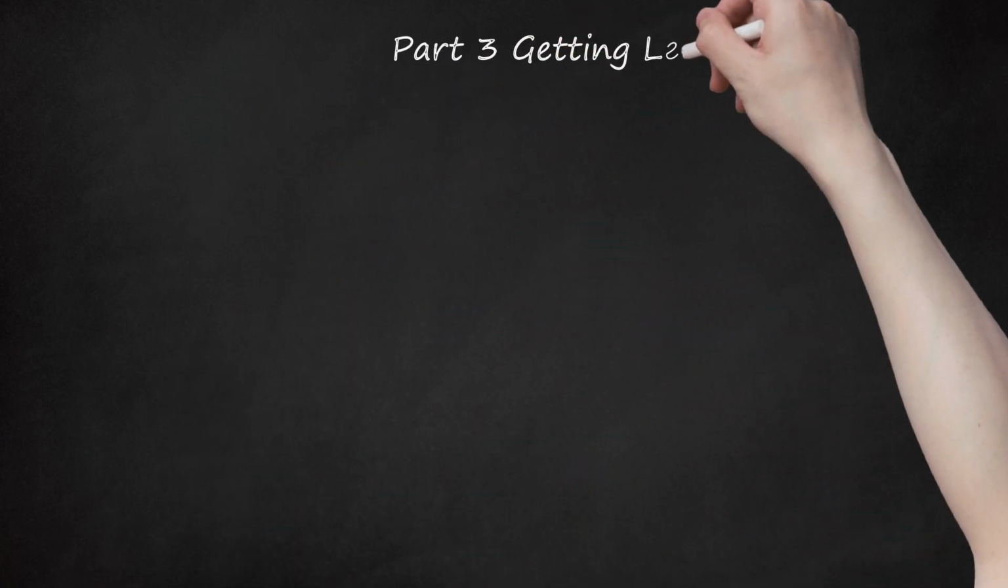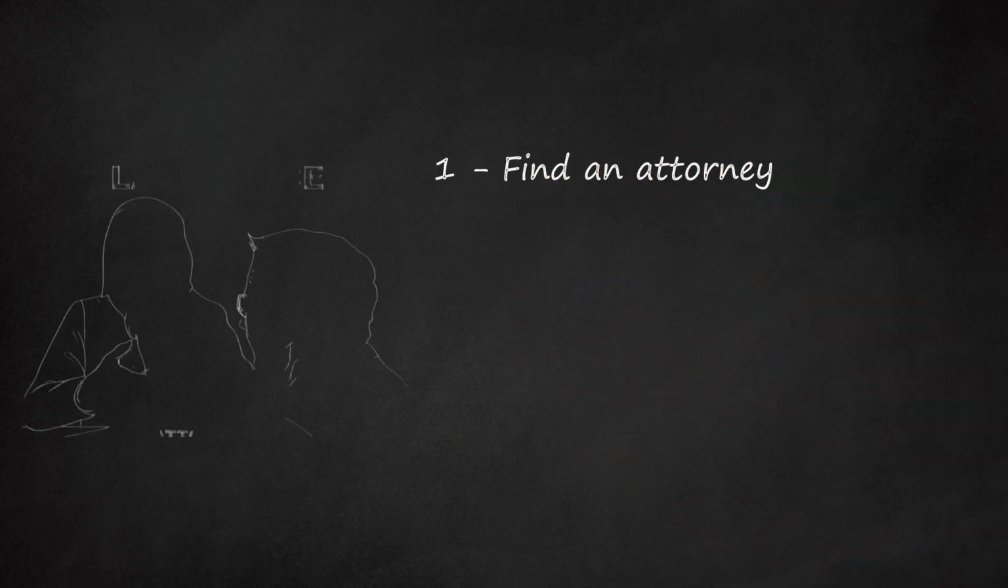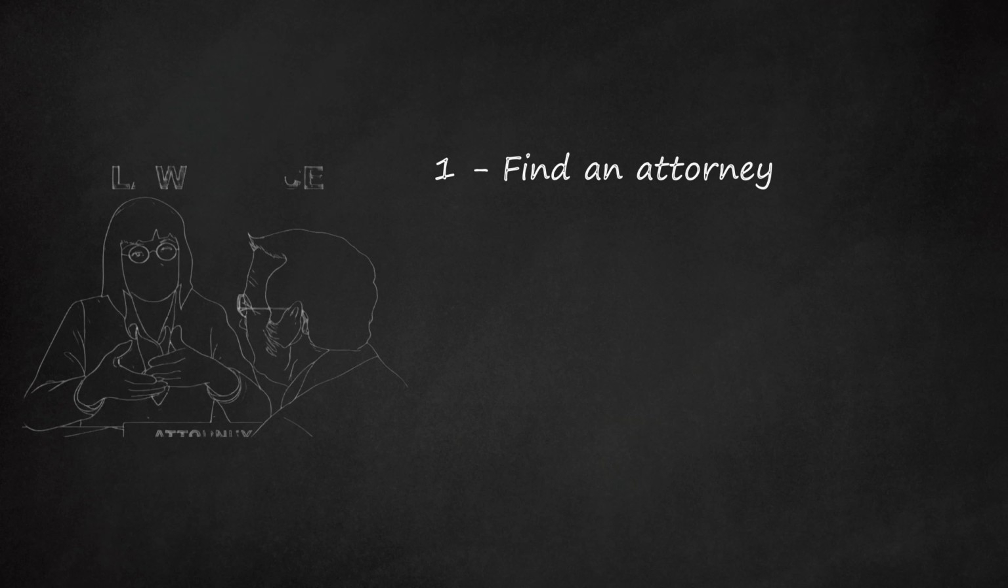Part 3. Getting legal help. 1. Find an attorney. Because child support and alimony are state-specific, you need to get legal advice from someone familiar with your state's laws. You should get a referral to a divorce attorney by contacting your local or state bar association. Check the attorney's experience. You can find this information on their website.